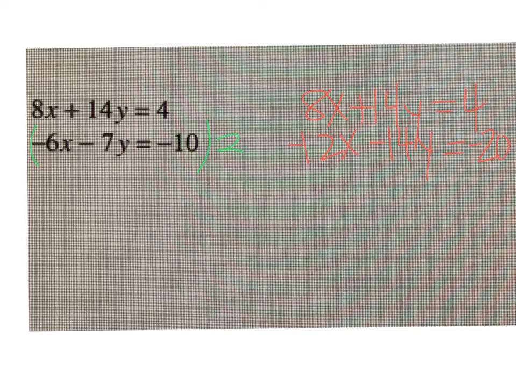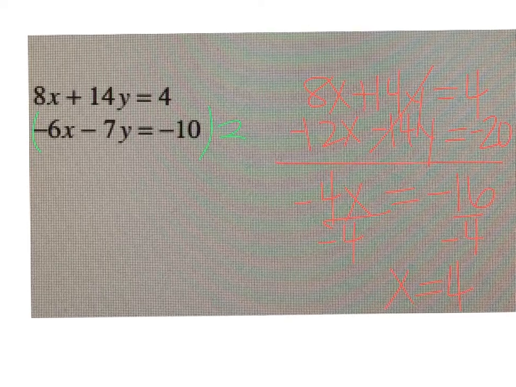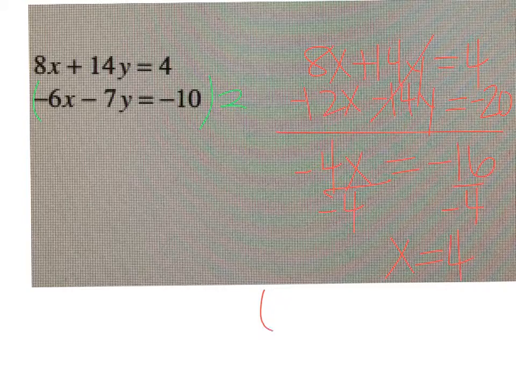Now, if I combine these equations, I get 8x minus 12x, which is negative 4x. My y's are canceling in this case. They become 0, equals 4 minus 20, which is negative 16. Divide by negative 4, and x is positive 4. So I have part of my answer here, 4 comma something.